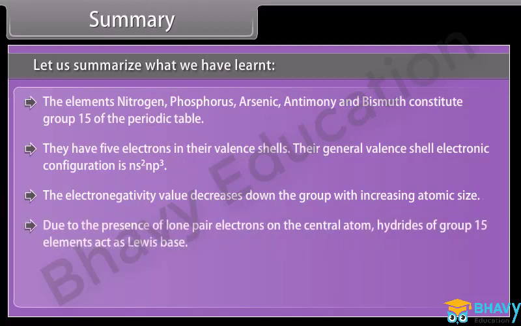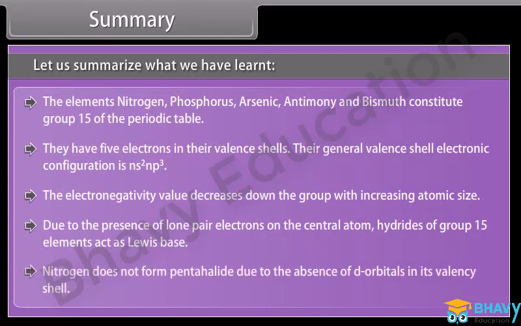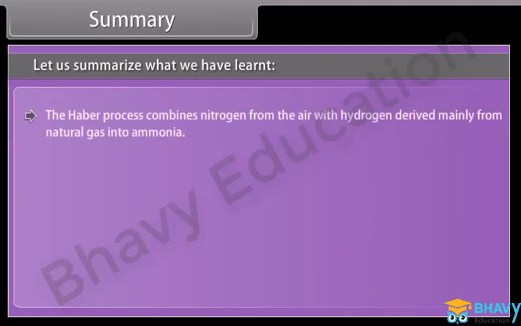Due to the presence of lone pair electrons on the central atom, hydrides of group 15 elements act as Lewis bases. Nitrogen does not form pentahalide due to the absence of d orbitals in its valence shell. The Haber process combines nitrogen from air with hydrogen derived mainly from natural gas into ammonia.